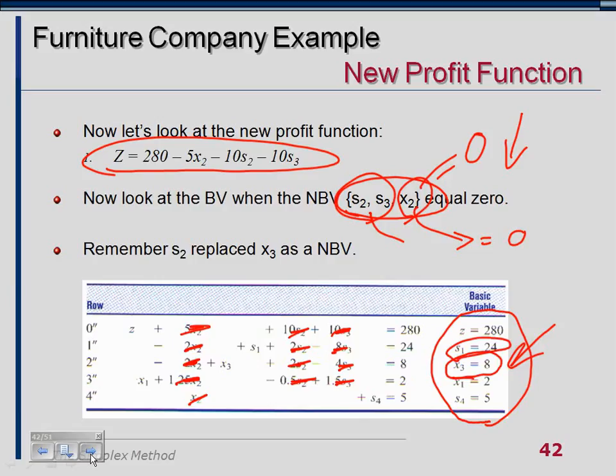So S1 was equal to what? The number of board feet. So what this tells me is I have 24 board feet left over. S2 and S3 were basically my carpentry hours and finishing hours. I used them all up. S4 was a demand constraint, meaning the most tables I can sell is 5. I didn't sell any tables, so I still have 5 left that I could sell. And that's how we solve this model.